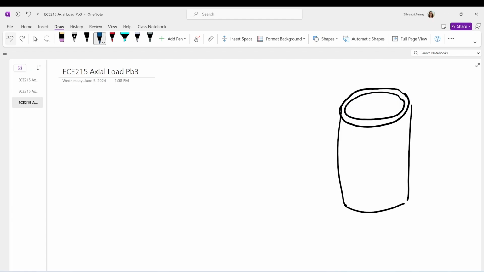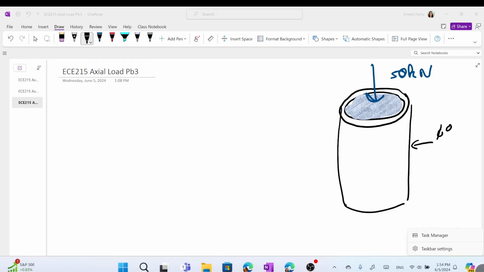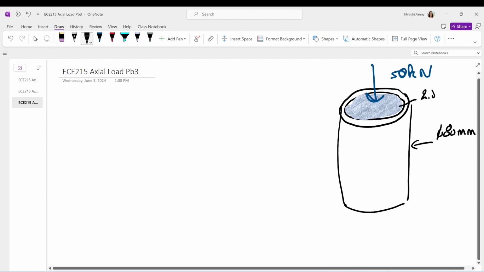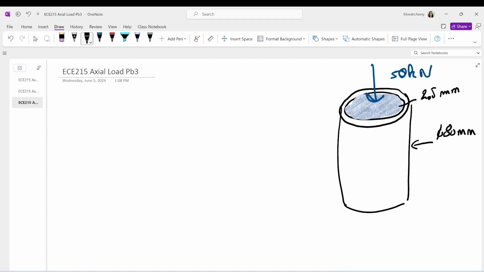Oh no, what's happened? Where's my concrete? Here we go. We apply a force on the top of 50 kilonewton. And we know the different dimensions. We know that the outside diameter here is 80 millimeter. We know that the thickness is 2.5 millimeter. We know that this one is steel, and this one is concrete.